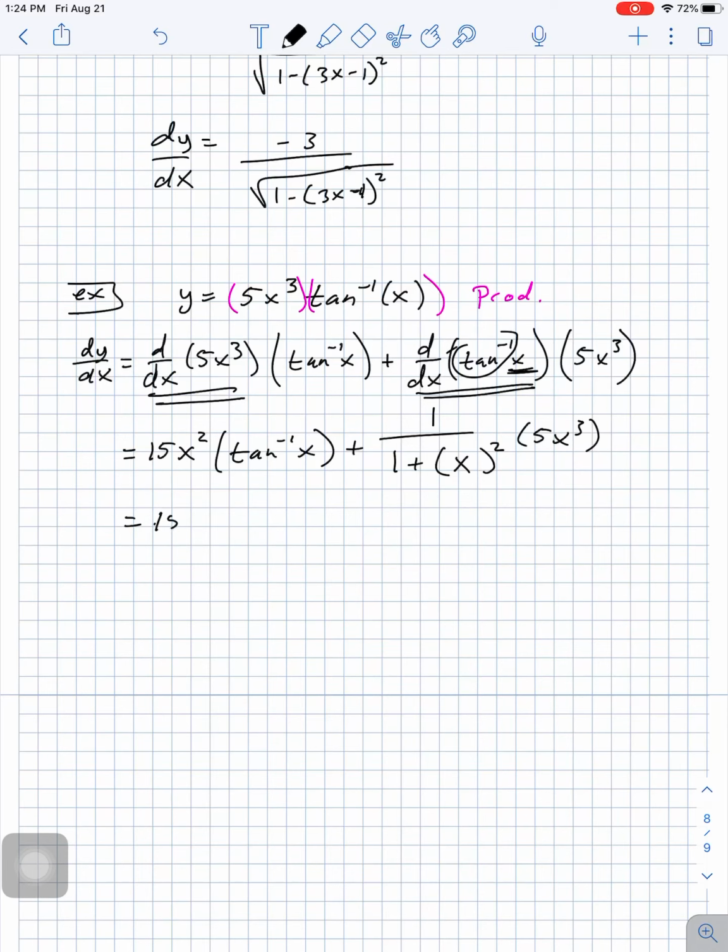I probably wouldn't clean it up at all. I like to put these on the top, but that's just a personal preference, and this is your answer.